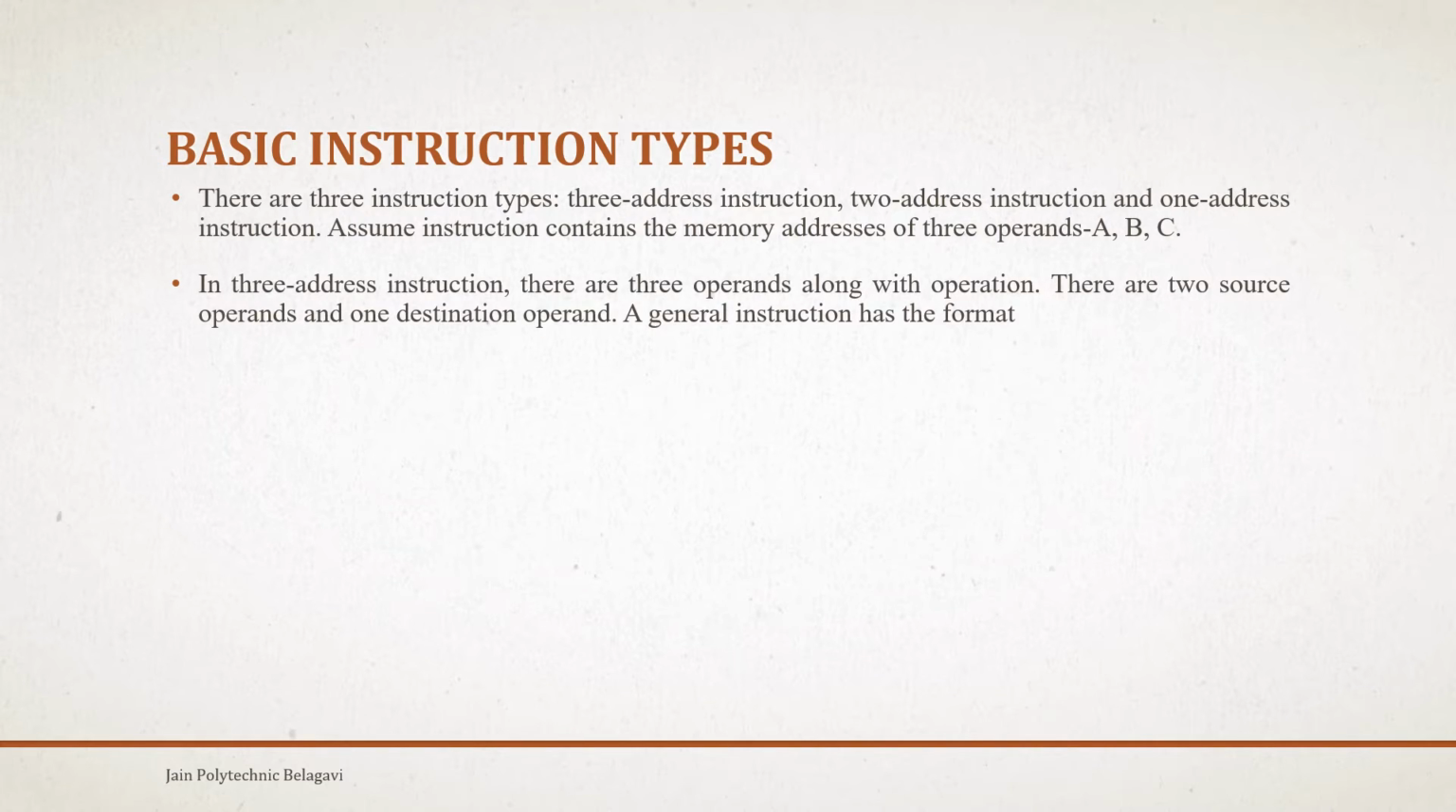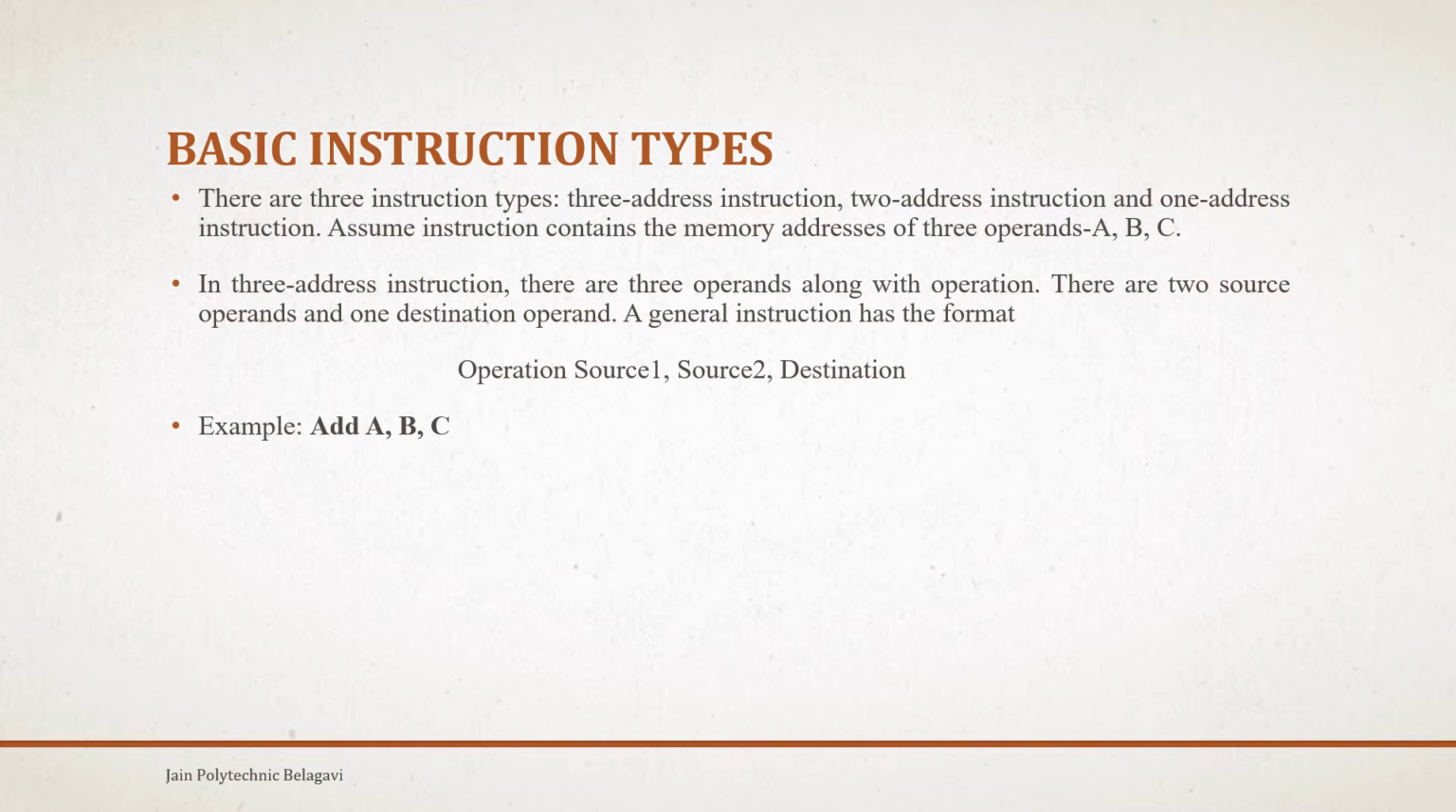Now in the 3 address instruction there are 3 operands along with their operation. There are 2 source operands and 1 destination operand. So the general format is given as operation source 1, source 2, destination. So here operation means add, subtract, multiplication or division or any other operation that you want to perform. Source 1 and source 2 are the 2 operands required for the operation and the result of this will be stored in the third operand. So this is the syntax of a 3 address instruction.